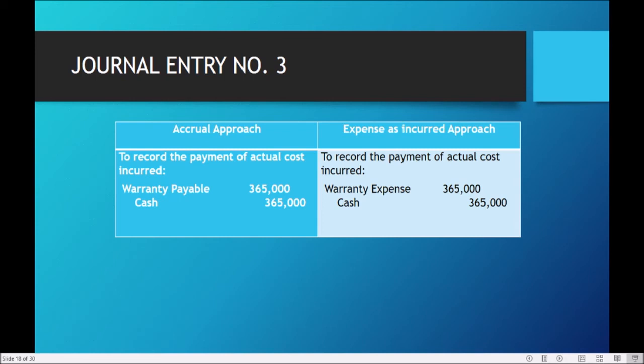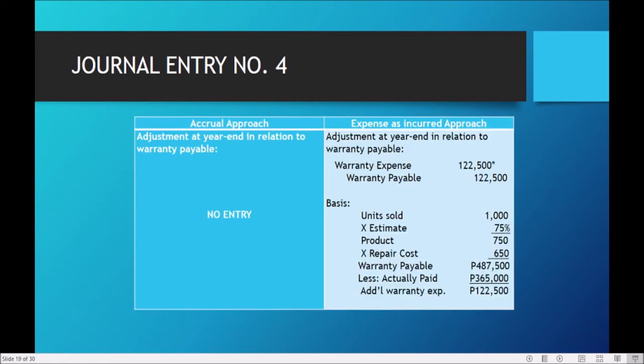Okay? How about expenses incurred? Because we already incur actual expense, we simply debit warranty expense. Kasi expense as incurred nga, di ba? Debit warranty expense, 365. Then credit cash for 365,000. Okay? Journal entry number 4.